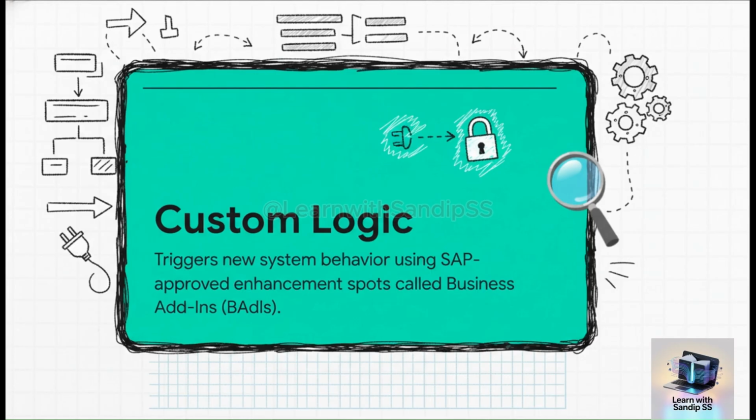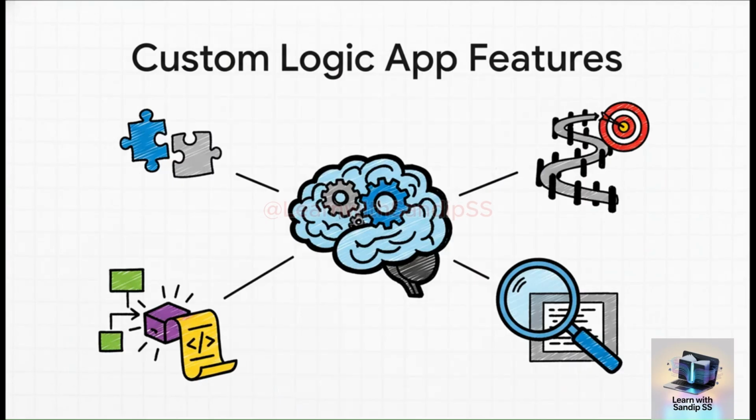The easiest way to think about a BAdI is like an official SAP-approved doorway where you can safely plug in your own rules or actions without any risk of breaking the standard system. Now, using the Custom Logic app is surprisingly easy. You just find and pick the BAdI you need, that enhancement spot, and the system literally writes the necessary code for you. It is an incredibly safe and controlled way to add some really powerful logic, and you can even peek at the code it generated if you're curious.